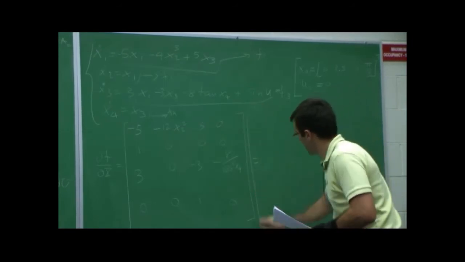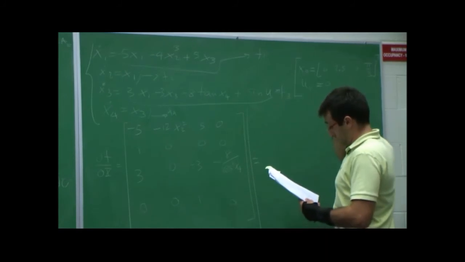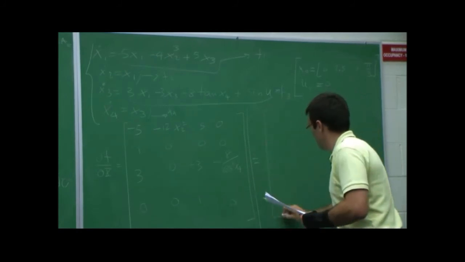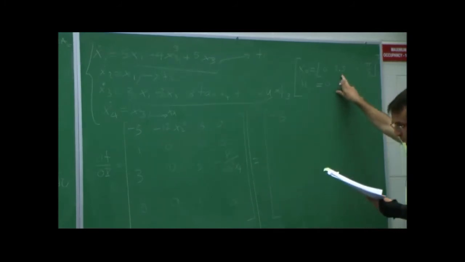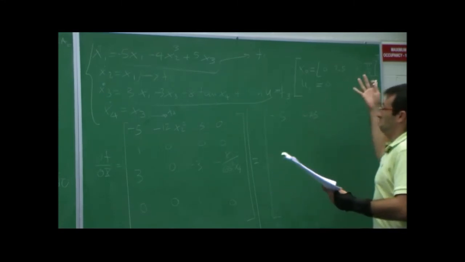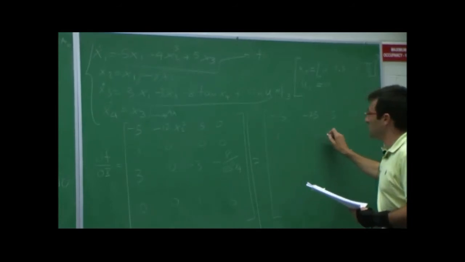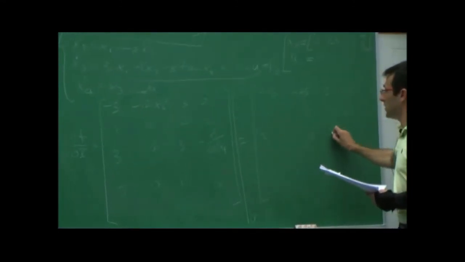So, if I want to compute these at the point of linearization, well, just plug in the numbers. Minus 5 is not going to change. X2 is this 2.5. So if you square these and multiply them times 12, I have a minus 75. Okay? 5 is not going to change. 0, 1, 0, 0, 0, 3, 0, minus 3.